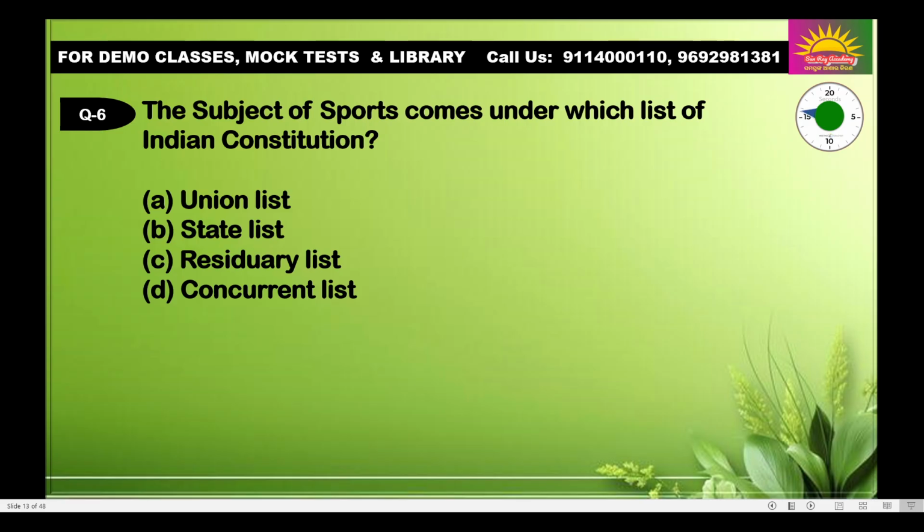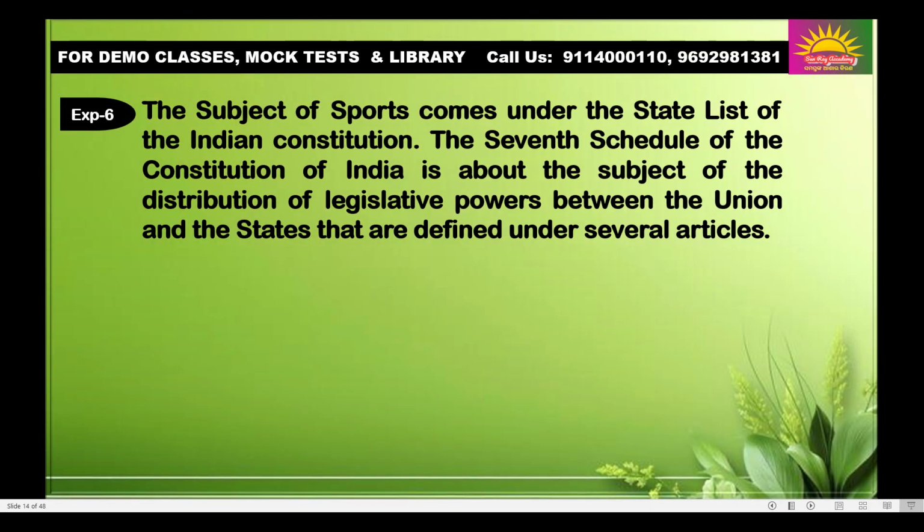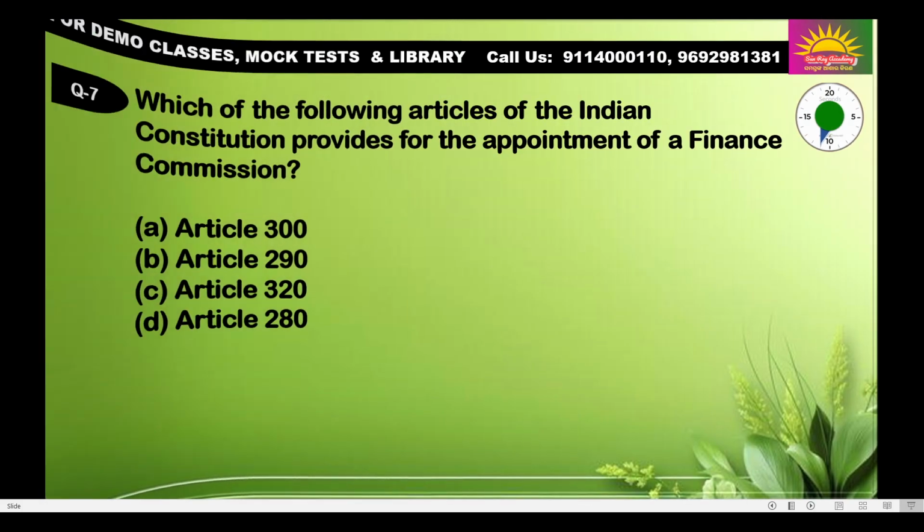Question number 6. The subject of sports comes under which list of the Indian Constitution? Union list, state list, residuary list, concurrent list? Answer B, the state list. The subject of sports comes under the state list of the Indian Constitution. The 7th schedule of the Constitution of India is about the distribution of legislative power between the Union and the state that are defined under several articles.